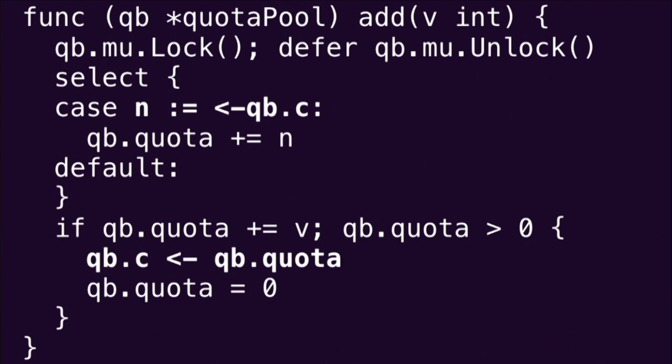And so with the modifications, the add function will always clear the channel, always calculate the total amount of quota available, and then if it is positive, always put it back onto the channel so that if there is any quota available, it is ready to receive. So with that code change, flow control now works, and our application is able to move on.